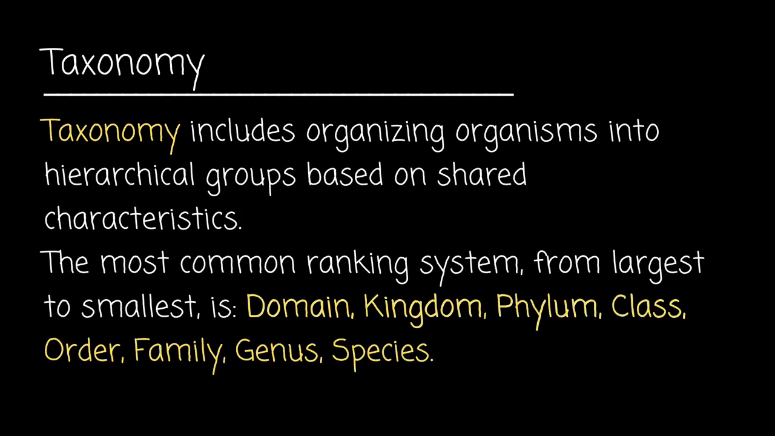Taxonomy includes organizing organisms into hierarchical groups based on shared characteristics. The most common ranking system, from largest to smallest, is domain, kingdom, phylum, class, order, family, genus, species. Let's get into the levels of taxonomic hierarchy.